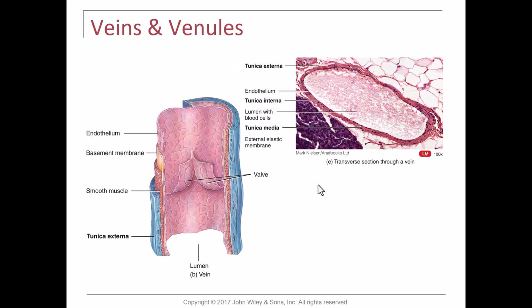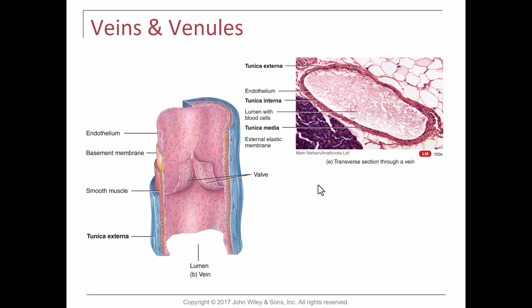Now notice we still have the same three tunics in a vein. We've got the tunica interna, tunica media, and tunica externa. The tunica externa is still a collagenous layer for protection on the outside. Tunica media still is made of mostly smooth muscle, and you've got some elastic there, but you don't need as much elastic and definitely not as much muscle. So we can see in that cross section, the lumen of a vein looks a little larger, but you have a much less thick tunica media supporting it, so they tend to collapse more in a cross section than the tunica media of an artery.